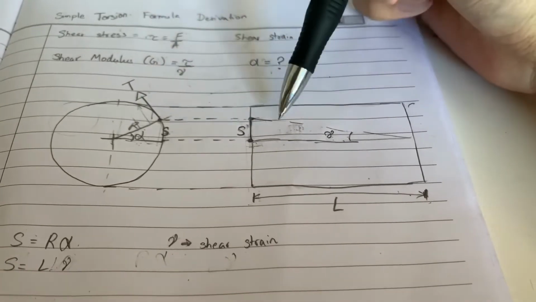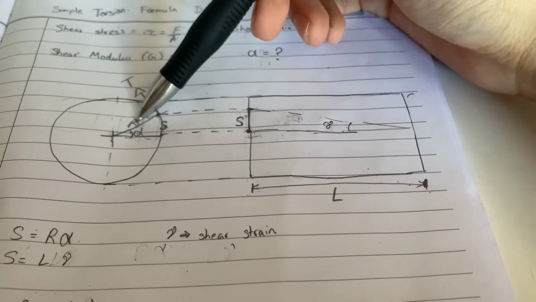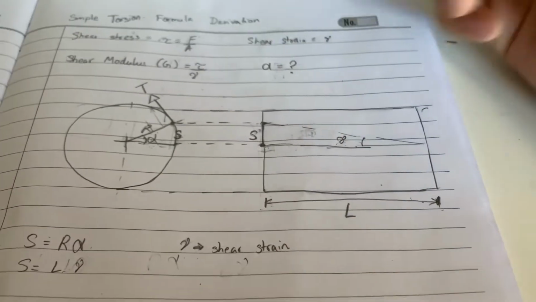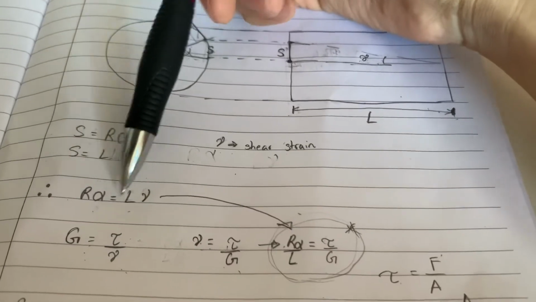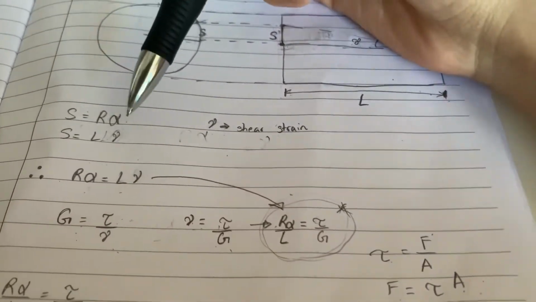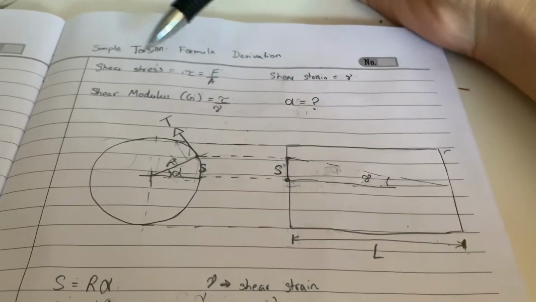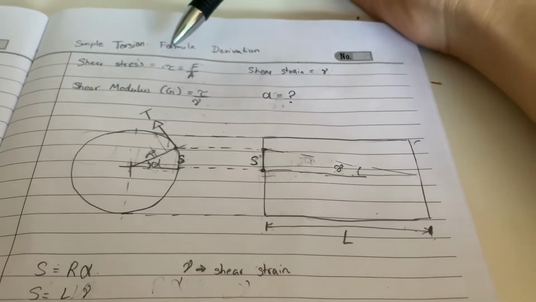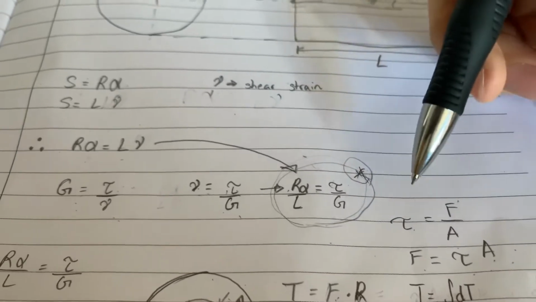So we know that these two are equal, therefore by the arc length formula, S equals R alpha and S equals lambda L, and lambda is the shear strain. We can equate these two formulas by saying R alpha equals L lambda, and this results in this formula. This is because the shear modulus G is equal to tau over lambda, the shear stress over the shear strain. I've named this formula star because it will become useful later on.